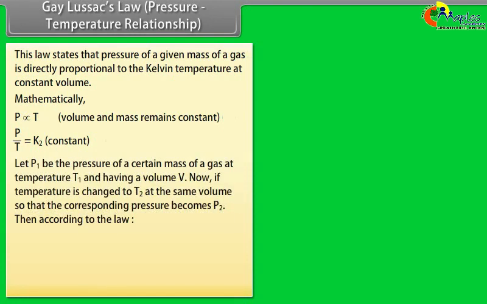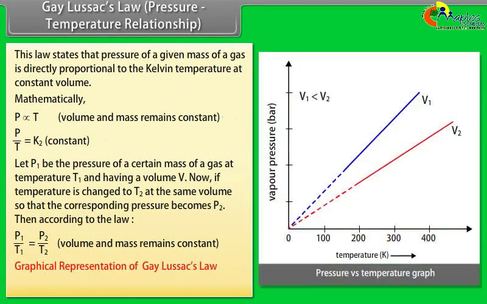Let P1 be the pressure of a certain mass of a gas at temperature T1 and having a volume V. Now, if temperature is changed to T2 at the same volume so that the corresponding pressure becomes P2, then according to the law, P1 by T1 is equal to P2 by T2. Volume and mass remain constant. Graphical representation of Gay-Lussac's law. Each line of this graph is called an isochore.